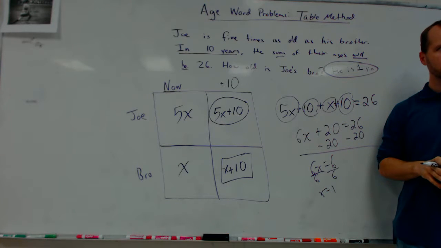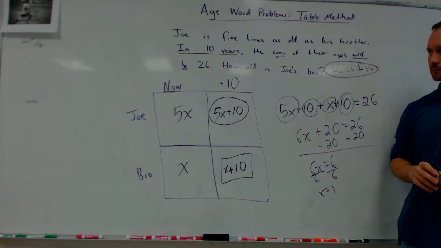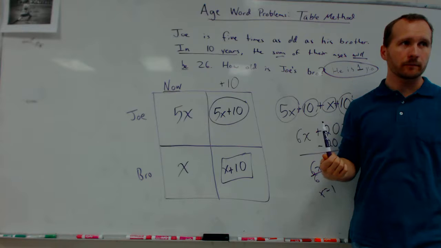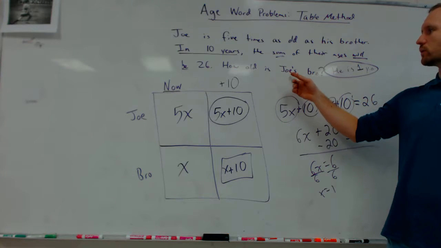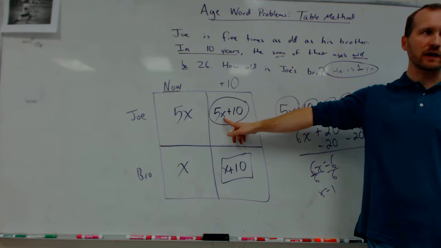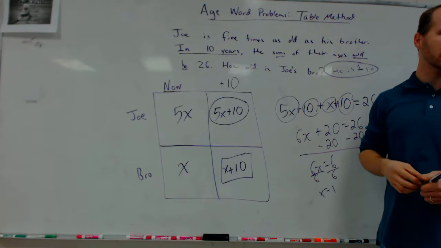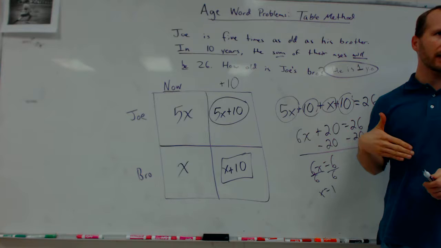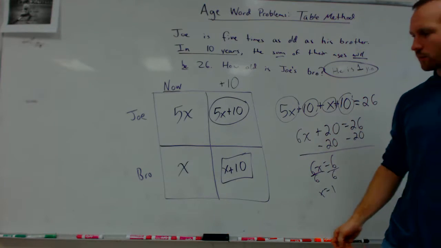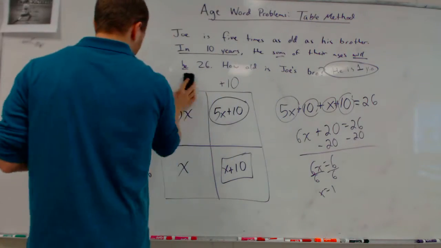To find Joe's age would be multiply x by 5. So Joe's age now, he's 5. If they asked how old will Joe be in 10 years, it would be 5 times 1, which is 5, plus 10. He'd be 15 in 10 years. So we could figure out anything that they asked us, as long as we keep track of our variables. Let's do one more problem like this.